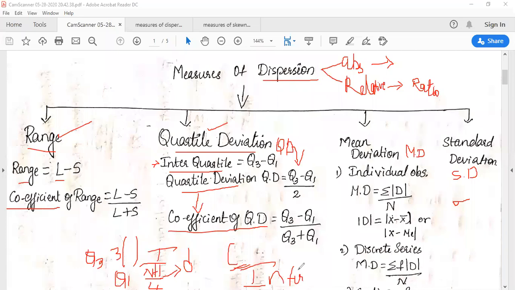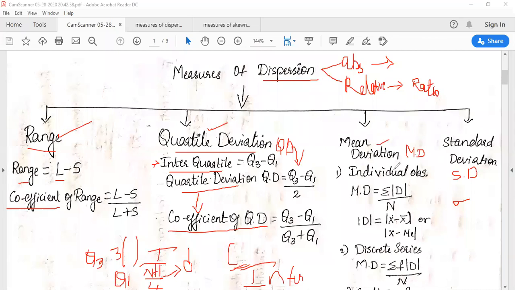So first identify which type of series you are solving. Is it individual series, discrete series, or continuous series? After that, you're supposed to solve the problem accordingly, and be careful in calculating Q3 and Q1. It is not n plus 1 by 2, it is n plus 1 by 4. That is quartile deviation. Next, going on to the third measure of dispersion, that is mean deviation.